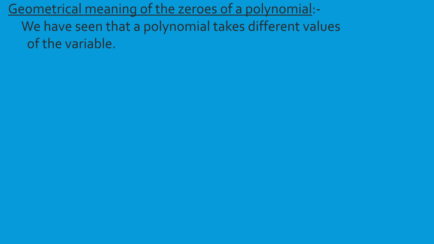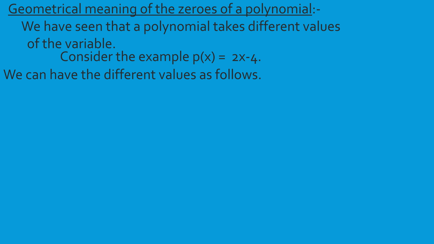have seen that a polynomial takes different values of the variable. Let's consider the example p(x) equal to 2x minus 4. So we are considering this equation, where p is basically a function of x. So we have the different values as follows.